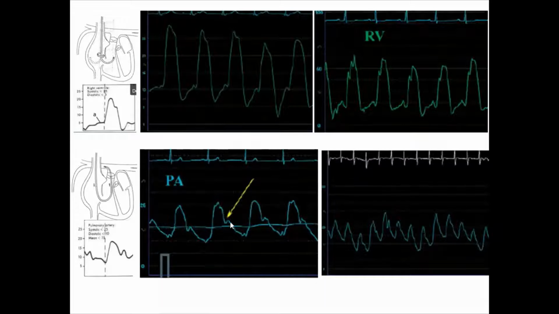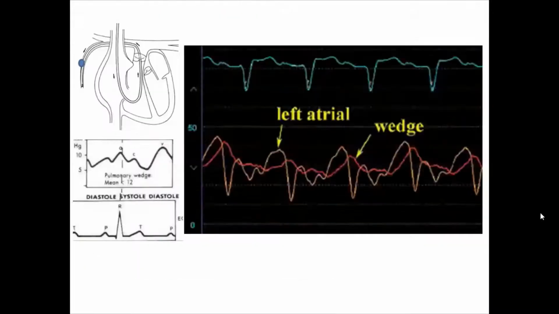Then from the RV, we'll go to the pulmonary artery. The pulmonary artery pressure is usually around 25 over 10 with a mean of 10 to 20. And there is a dicrotic notch in the descending limb of the pulmonary artery pressure. To differentiate the arterial from the ventricular tracing, pay attention to the dicrotic notch. The dicrotic notch represents the closure of the pulmonary valve, and is also seen in the aorta later on.